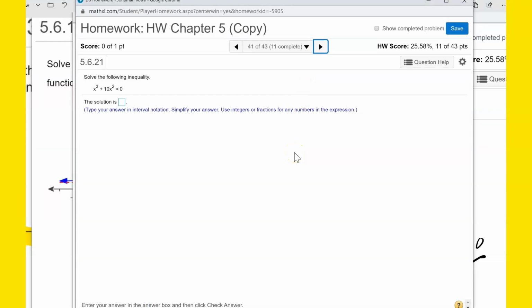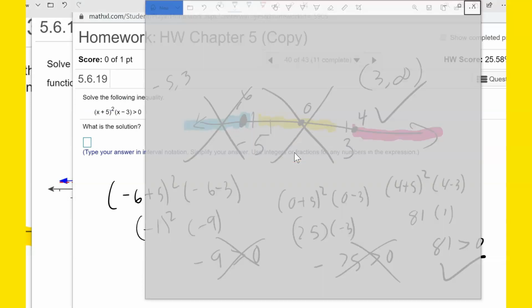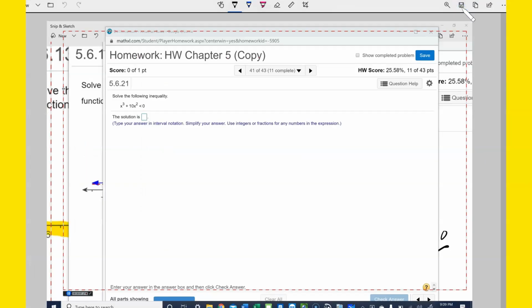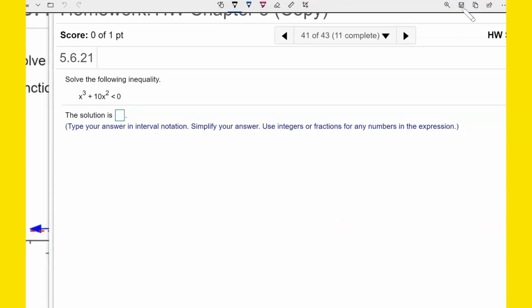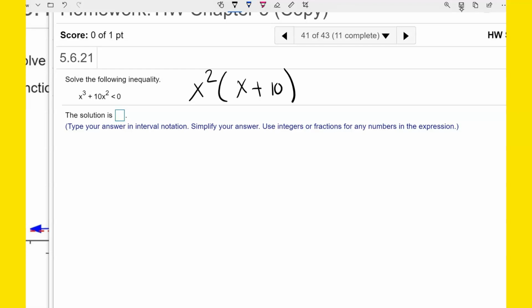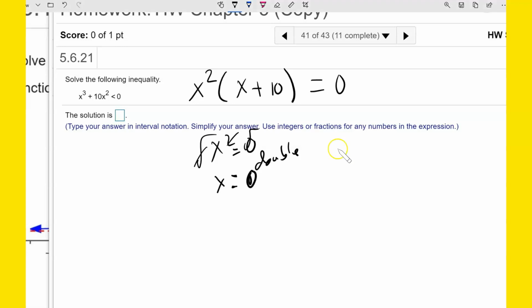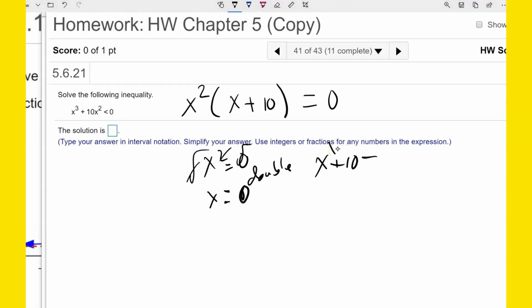Same kind of strategy here. You can do any of those 3 strategies we just talked about. So let's find our zeros. Let's factor it. Factor out the GCF, which is x squared, and then solve it. So we get x squared equals 0. Square root both sides. X equals 0. That's a double root. And then x plus 10, and so x equals negative 10.